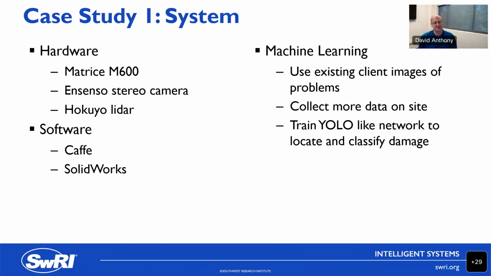And so we built this system for them, which was this Matrice M600. That's a good-sized hexcopter UAV. It can lift like 5 kilograms, so it's pretty big. It's getting up to the upper range of what you can fly under Part 107 FAA rules. We put an Ensenso stereo camera on it, which is a pretty high-end industrial inspection camera that we borrowed from our colleagues over in our manufacturing robotics section.